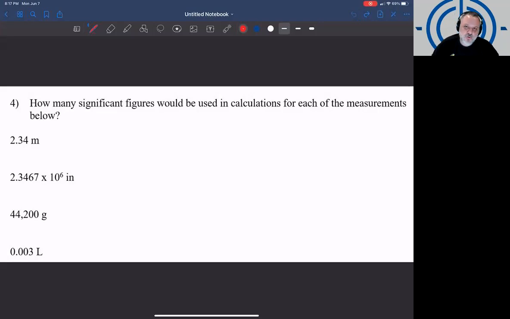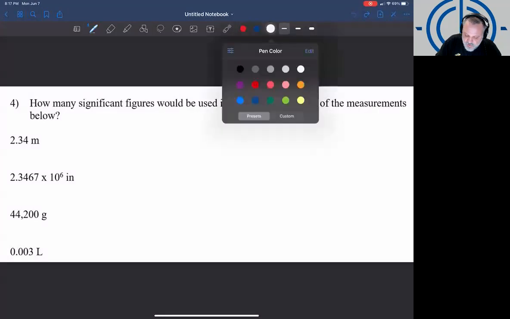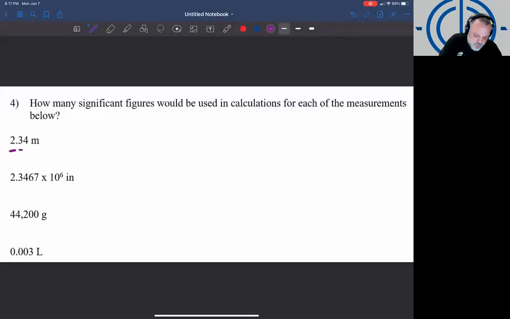For the first one, 2.34 meters, we would remind ourselves that all non-zero numbers are significant. And so in this case, it's 2.34. All of those values are significant because they're all non-zero. So it's 3 sig figs.